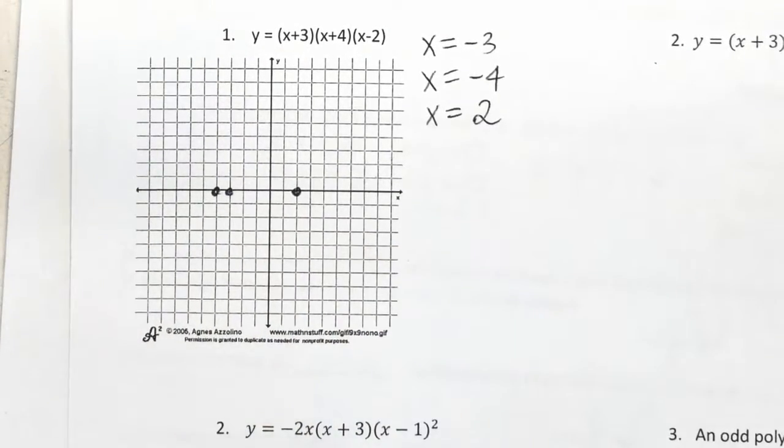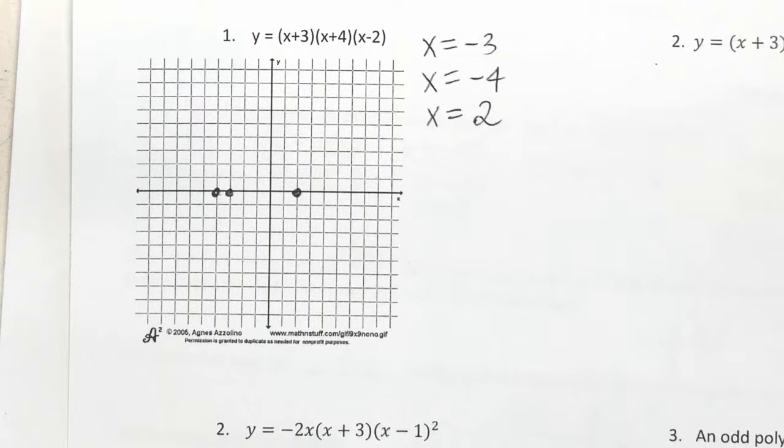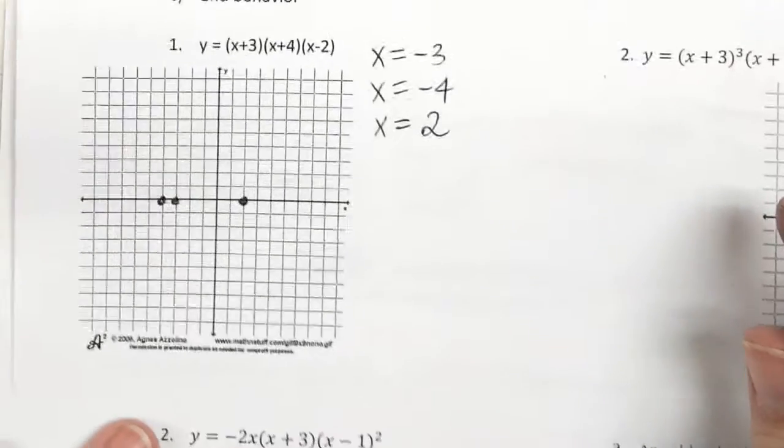Alright, the reason this says sketch is because we're not actually going to be very accurate. We're just giving an idea of how it will look, okay? That's why it says sketch and not graph. Once we find the zeros, now let's talk about multiplicities.